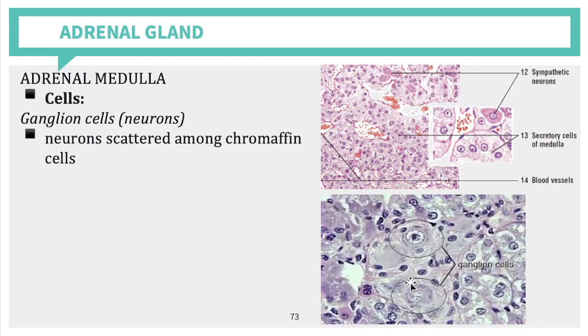You also have your ganglion cells. So again, your ganglion cells here, this portion here, are neurons scattered among chromaffin cells. But the majority of what we see are still your chromaffin cells.